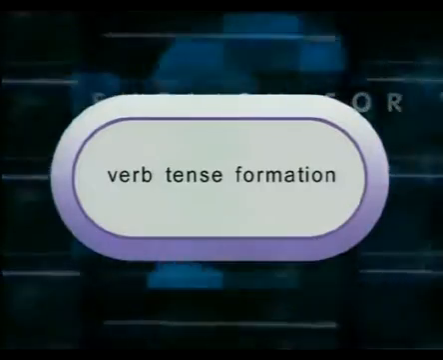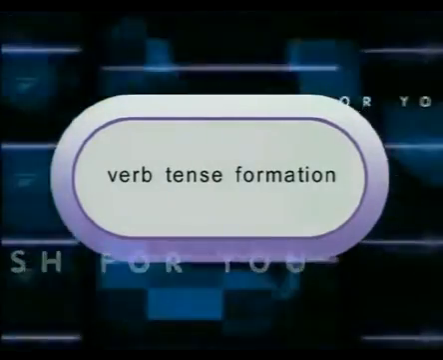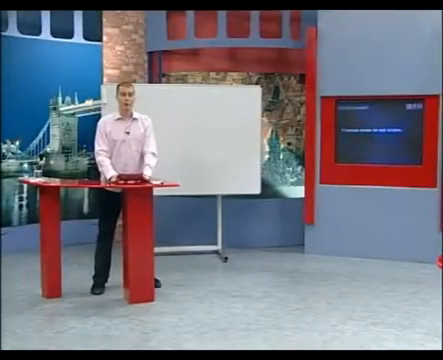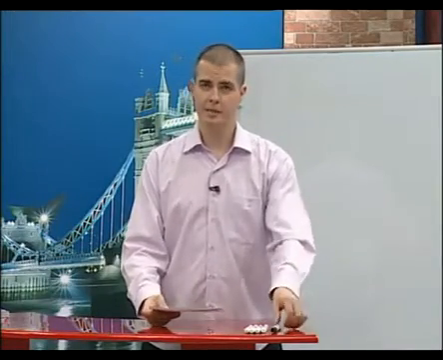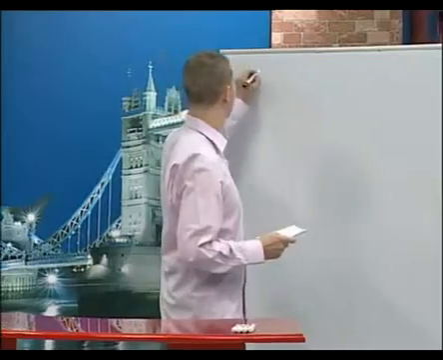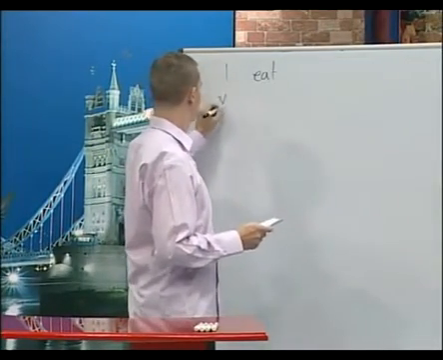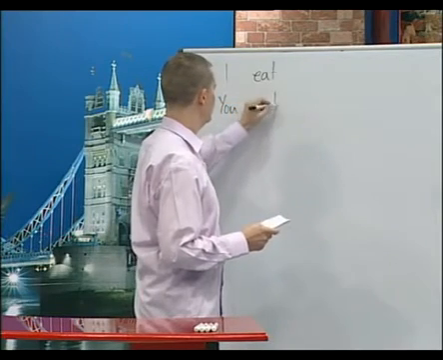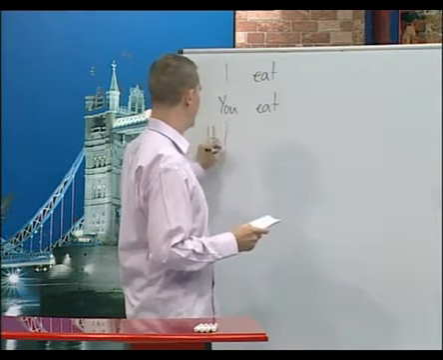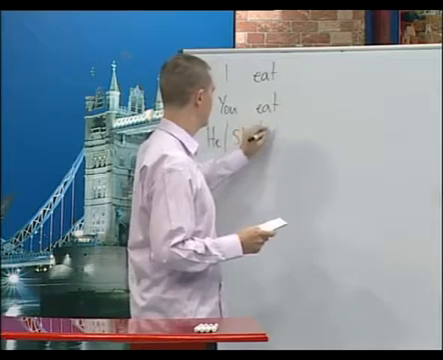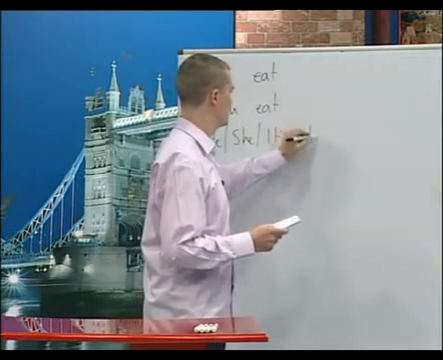Verb tense formation. Now let's review verb tenses and how each tense is formed. The simple present tense is formed in this way. I eat. You eat. He, she, it eats.